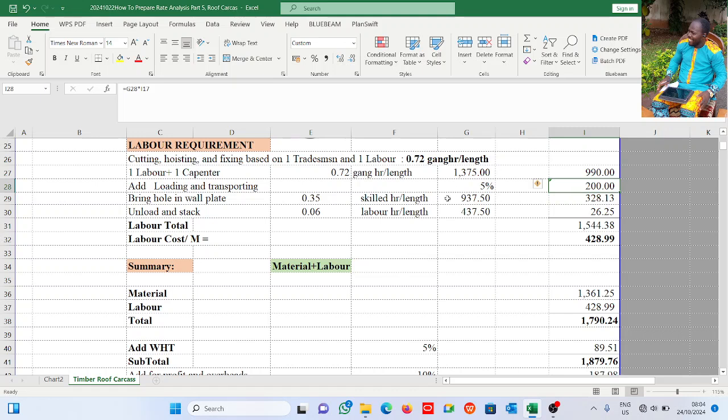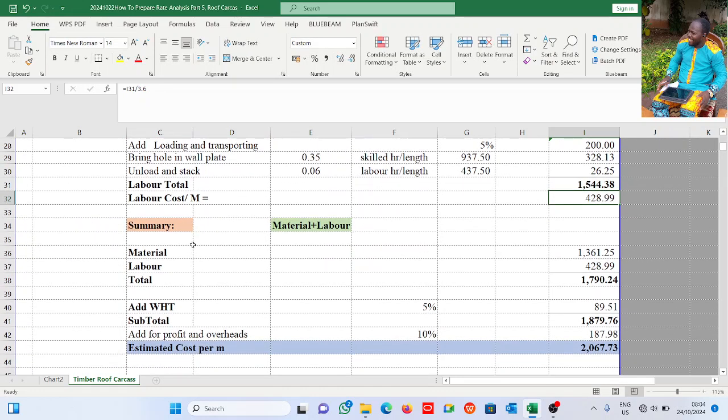That is the labor work, and we will have boring of holes for the wall plate, and stacking of the materials. So you just have to consider everything in your rate analysis, otherwise you will be shooting yourself in the leg. So for 1 meter, divide by 3.6, because this is for 3.6. Let me bolt this one and bolt this one, right? For 1 meter it is this.